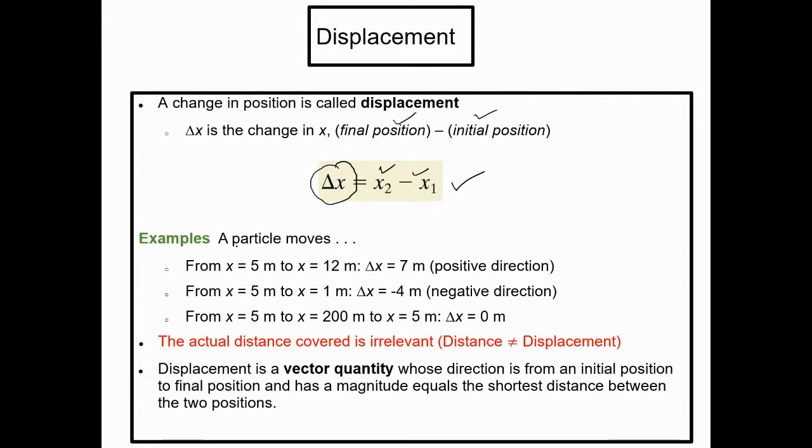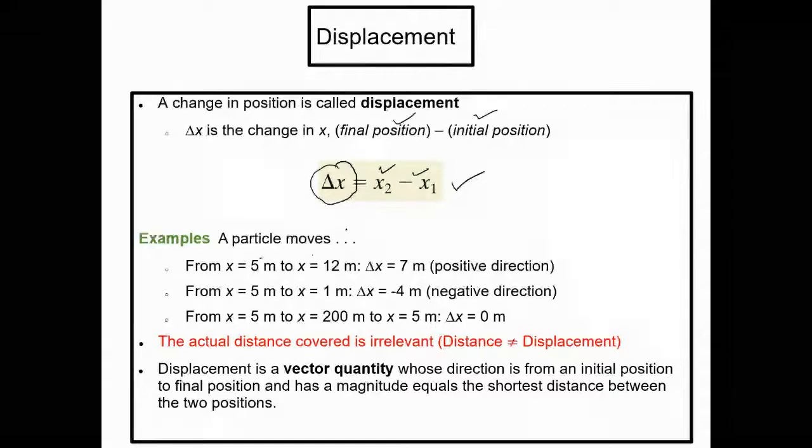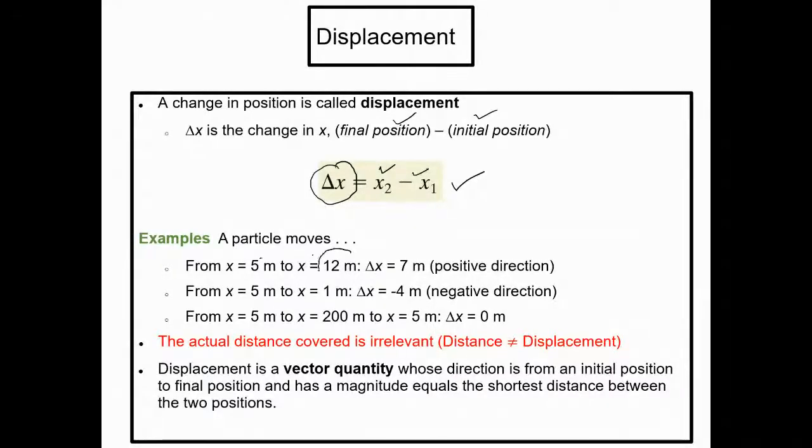For example, I just gave some examples. Could you please tell me the answer? The answer is already there, but you have to understand. The object is moving from 5 meter to 12 meter. What is the displacement? Final position minus initial position. My final position is 12 meter, my initial position is 5 meter. When you subtract 12 minus 5, you get 7 meter. And the most important thing is the sign. Because here the object is moving only in the positive direction, you will get 7 meter in the positive direction.